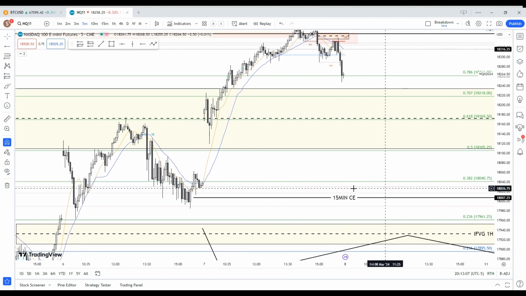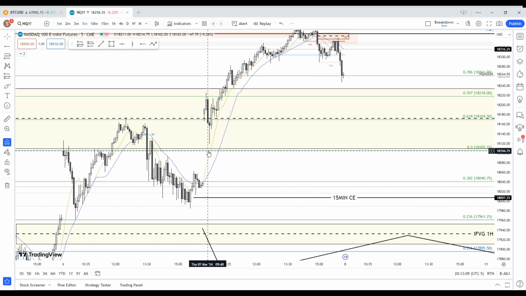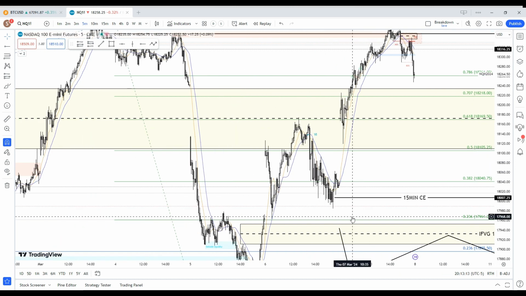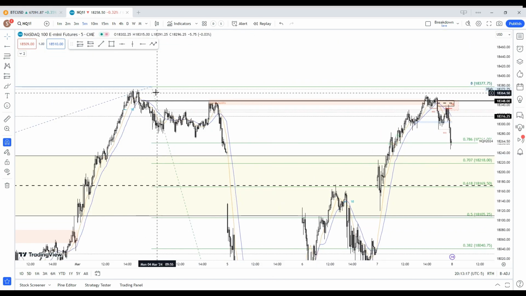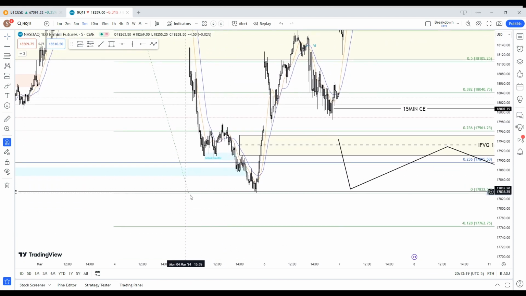Right at this 32. Gapped above. So between the 50 and this 32 is open. And what is that fib? That's from that high to this low.